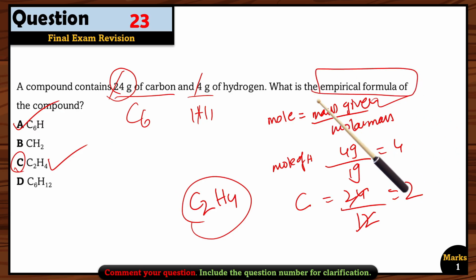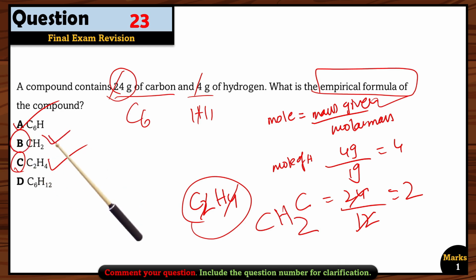So what does it mean? Empirical formula is the shortest, simplest ratio of the elements present in a compound. So you have to make it more simple. That is CH2, right? So CH2 is the right answer for this question. So B is the right option.